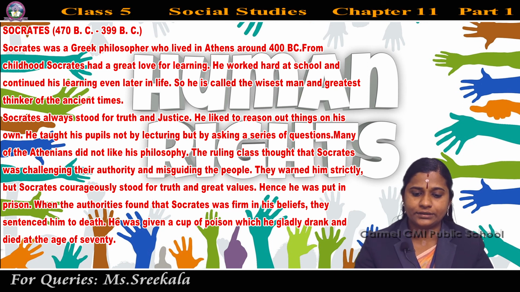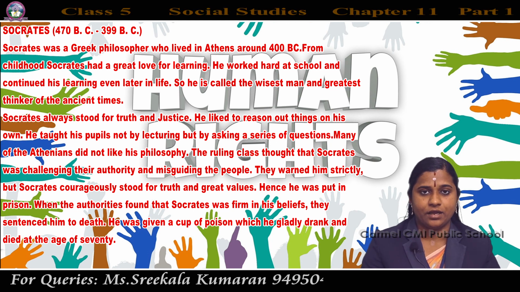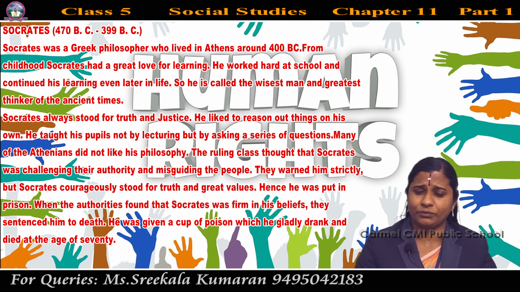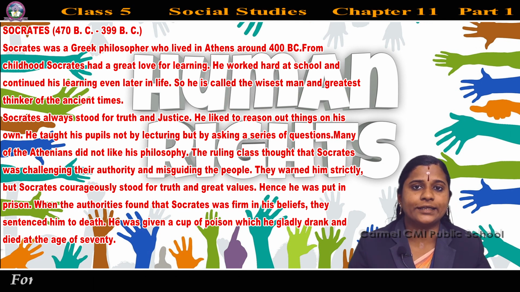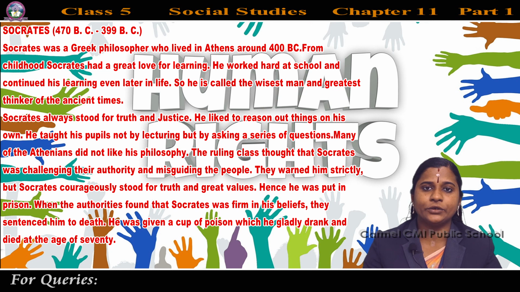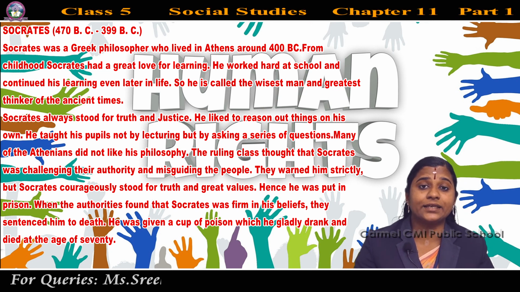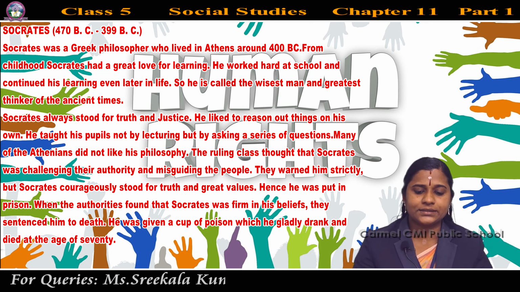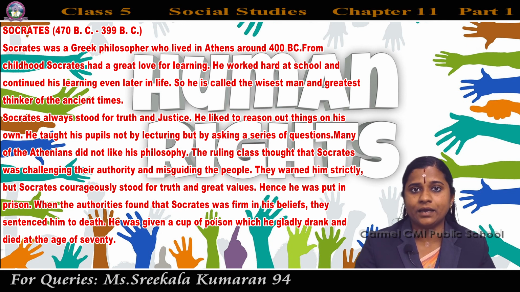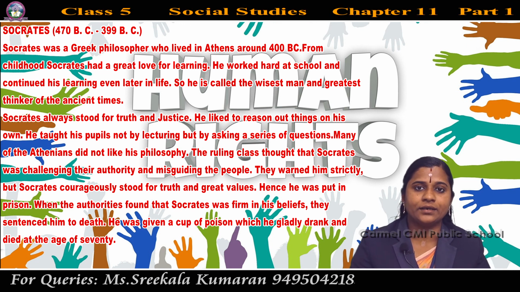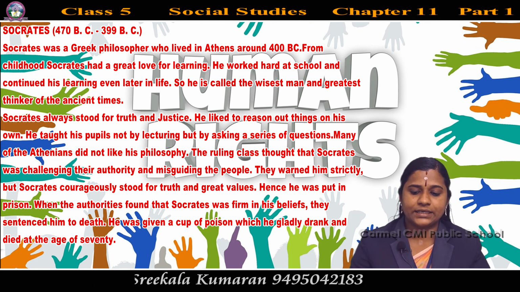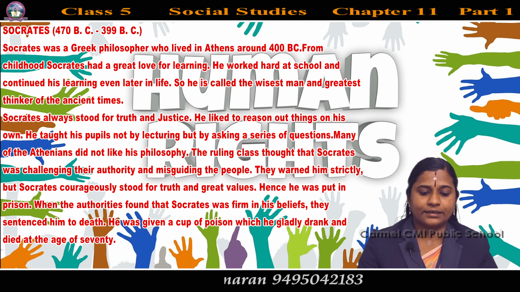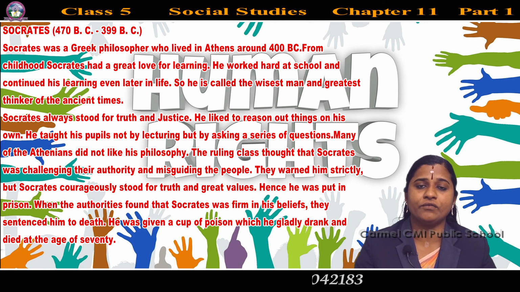When the authorities found that Socrates was firm in his beliefs, he was not at all ready to change. That's why the authorities sentenced him to death. Sentenced means declared the punishment. What punishment? Death. He was given a cup of poison which he gladly drank and died at the age of 70.